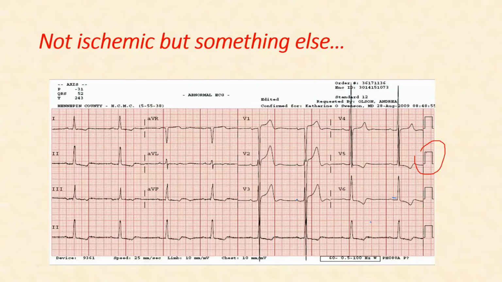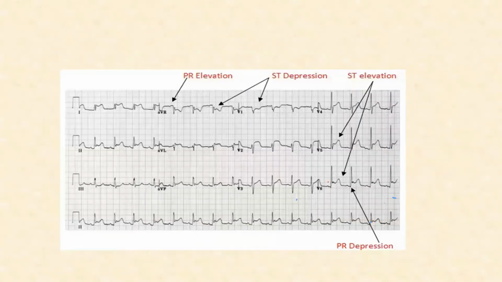Because if I put it at 3 large squares, I'm going to have tall R's. If I put it at 1 square, I'm going to have low voltage. So I can make artifactual low voltage and high voltage by changing the calibration. So make sure that the calibration signal on the right is set at 2 large squares. Of course, this is an ECG of pericarditis, and it is clear.